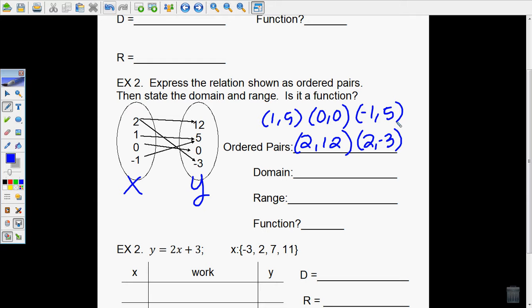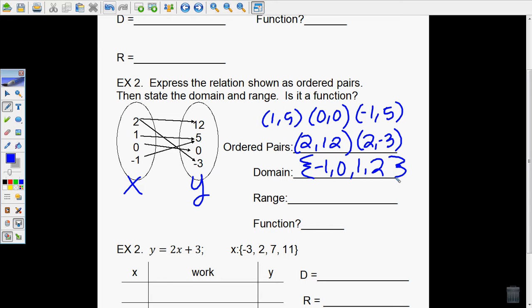How do we feel about it? Good? Awesome. So, domain. The beauty about a mapping is that it automatically separates your domain and your range. If this is already defined as my X and this is already defined as my Y, then for my domain, remember we're going to use the braces. I'm going to write it out: -1, 0, 1, and 2. So that would be the set for my domain.